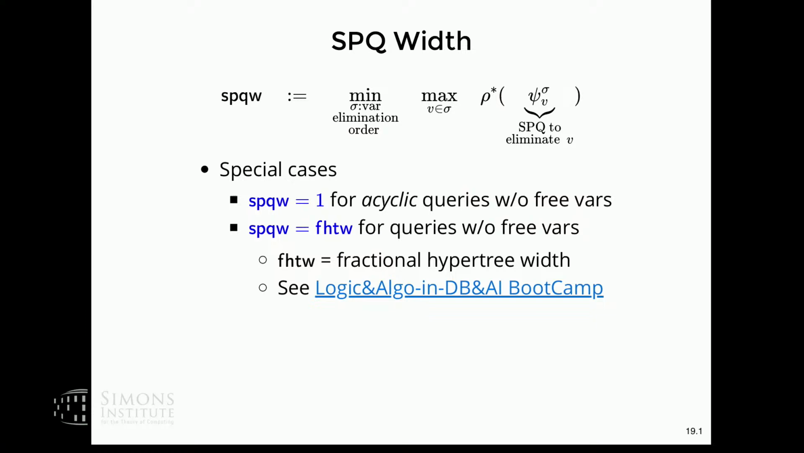Excuse me, Mahmoud, the relationship between this SPQ width and the fractional hypertree width, is it the same as between acyclic and free-connex, so that you just add an artificial hyperedge with the free variables and then you determine a fractional hypertree decomposition? Yes, you can think of it this way. The gap between those two in general, when we have free variables, is just to account for the free-connexity effect.